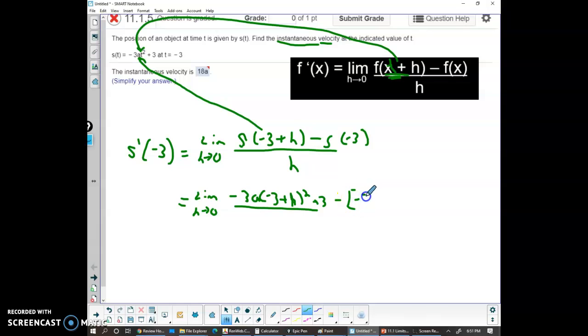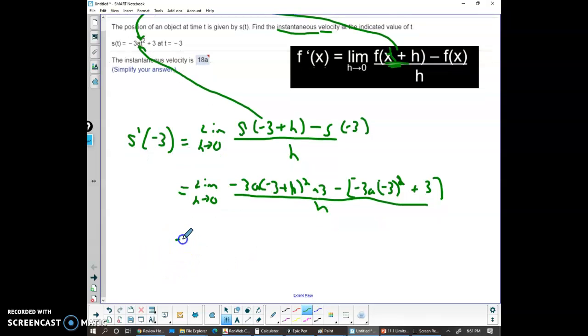So we would have -3, and then substitute -3 in place of t. Just remember, when you substitute a negative, make sure you put it in parentheses, so it's -3 squared, and then follow the order of operations. You'll be squaring this first, and the quantity -3 squared is equal to +9, so just be careful there. Then you're going to add 3 to that, and this is all over h.